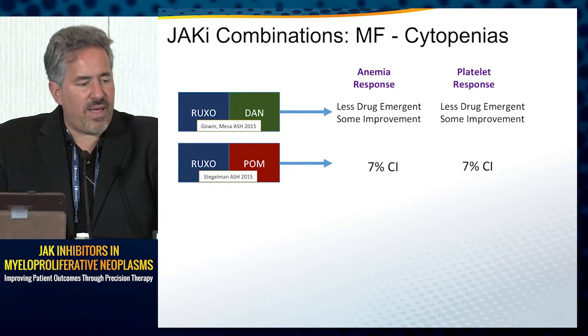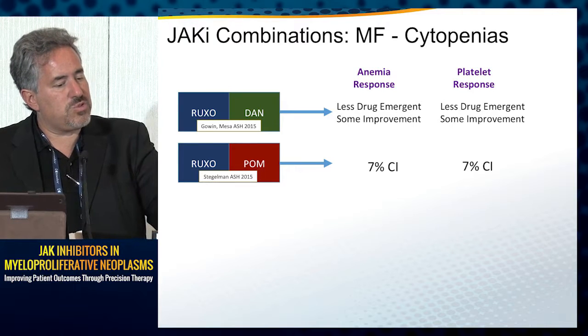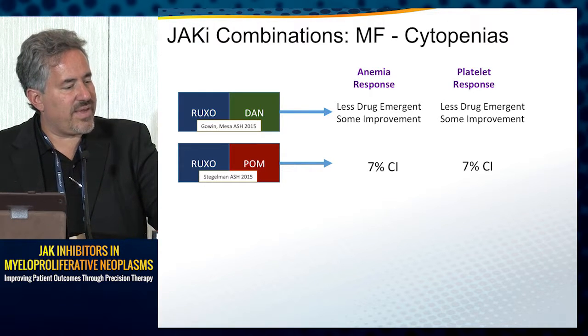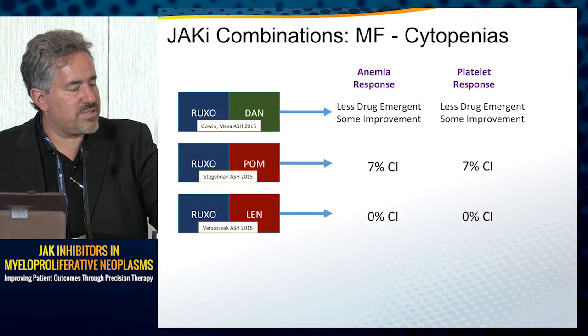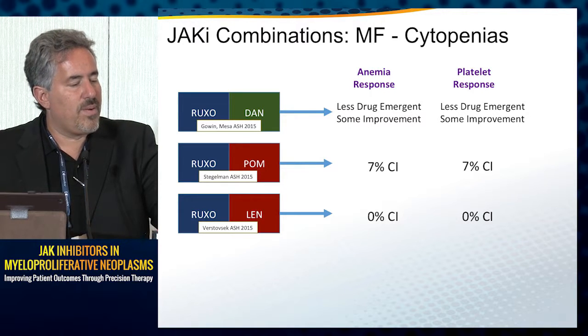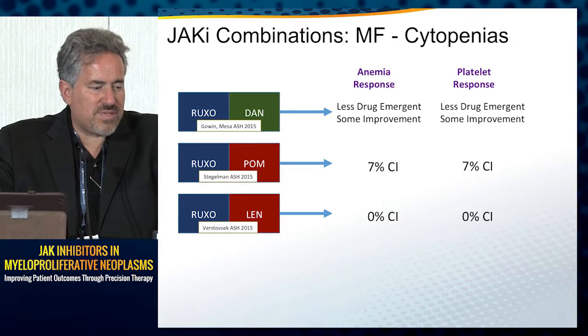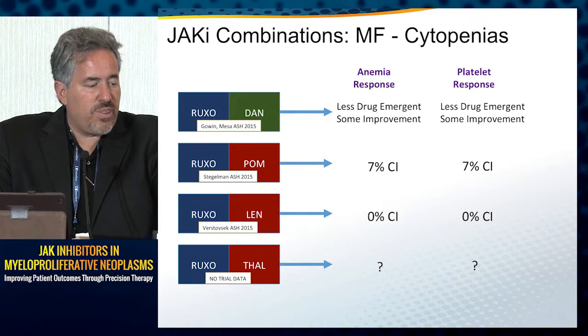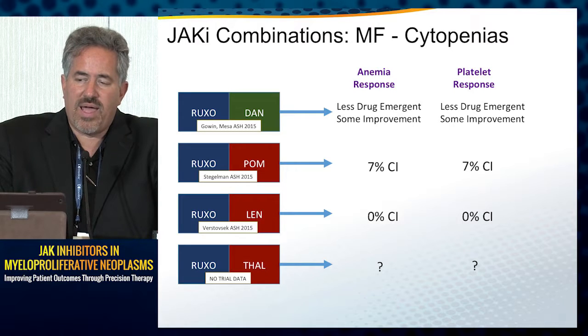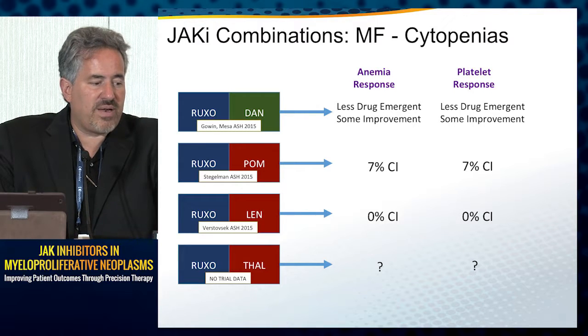Ruxolitinib and pomalidomide, difficult to say that there is a significant level of activity here. Ruxolitinib and lenalidomide, Dr. Rostovchuk led this study. Difficult for patients to tolerate both of these agents, so it's hard to say, but with the myelosuppressive aspects of lenalidomide, no improvements were really seen. Ruxolitinib and thalidomide, we've been using in some patients off study, but really there's not been formal trial data and not enough data to really know whether this is beneficial.